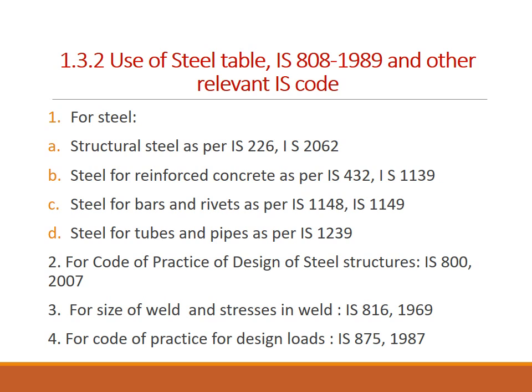Next, we discussed the different types of IS codes used in steel design. If steel is used for structural steel, refer to IS 226, IS 2062. Steel for reinforced concrete is as per IS 432, IS 1139. Steel for bars and rivets is as per IS 1148, IS 1149. Steel for tubes and pipes is as per IS 1239. For the Code of Practice for Design of Steel Structures, IS 800 2007.